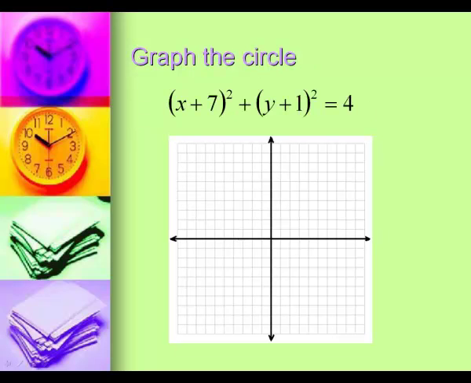Try the next one without my help. Pause until you're ready to go over it. Center for this next example is at negative 7, negative 1. Plot that point. The radius is the square root of 4, which is 2. So from that point, go 2 units up, down, left, and right. And then draw our circle through those points.